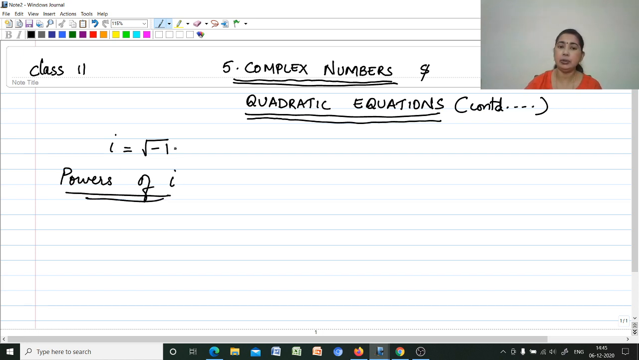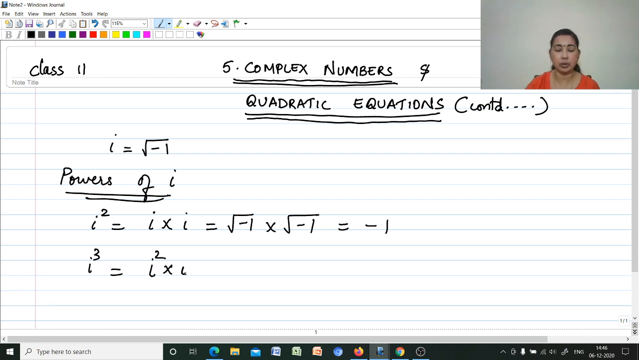So, if i is equal to root of minus 1, what will be i square? i square means i into i, and i is root of minus 1 into again root of minus 1. Root of minus 1 into root of minus 1 is minus 1. So, i square is the same as minus 1. What will be i cube? i cube is equal to i square into i. Already we know i square is minus 1, so minus 1 into i is equal to minus i.